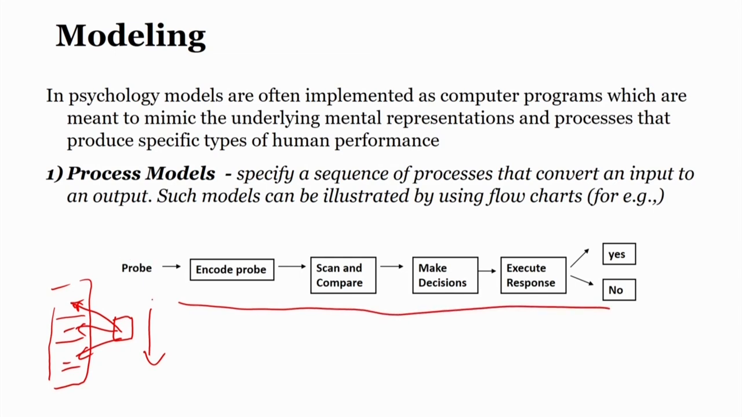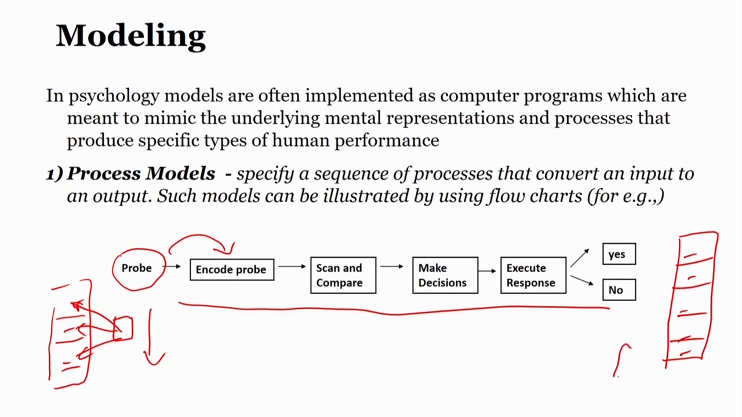So, generally how this experiment would work is when a probe is given, the probe is first encoded. Prior to this, people are given a list to remember, and the list has several numbers or several letters in it. And the job of the subjects is to look at a probe and then find out whether this probe is present in this list or not. And to explain this process, a process model can be developed. How will the process model really work?